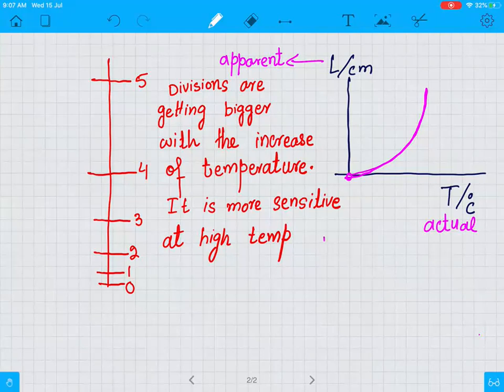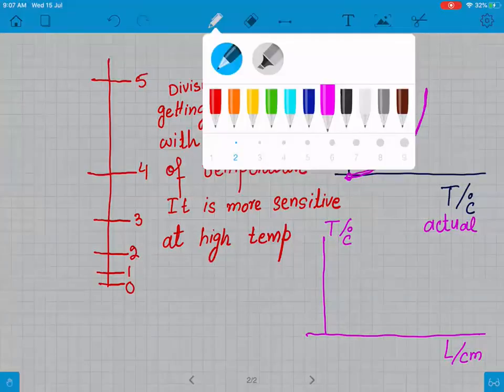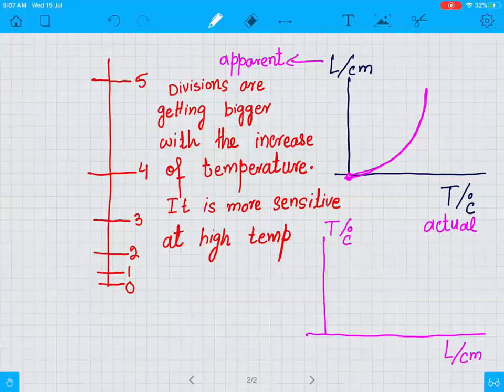One more thing, in some cases, the axis of the graphs will be changed. Just for example, you may have temperature on the y-axis and length on the x-axis, but it will not matter, as the calibration curve will remain same. Since the divisions are getting bigger, so it will bend towards the length axis or the apparent axis. Now, the principle is that whenever the divisions are getting bigger, the graph or the calibration curve will bend towards the apparent axis. And here the apparent quantity is length, so the graph will bend towards the length axis.